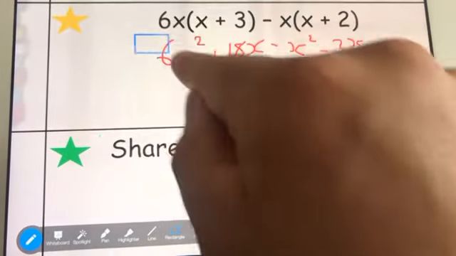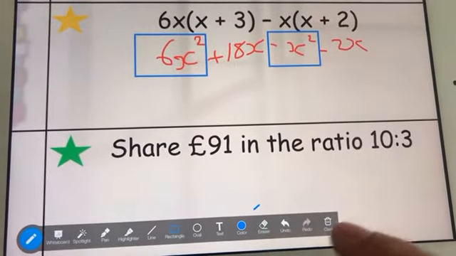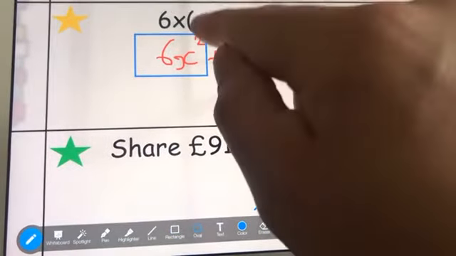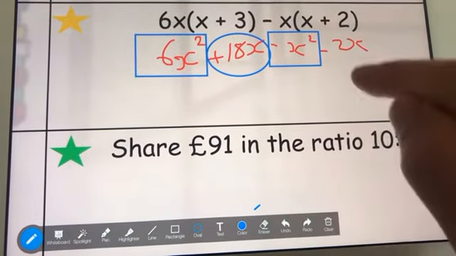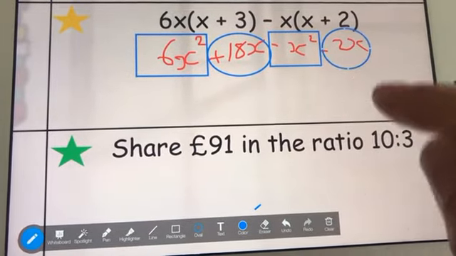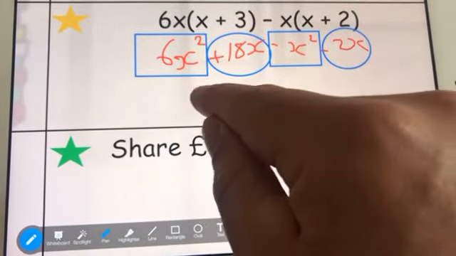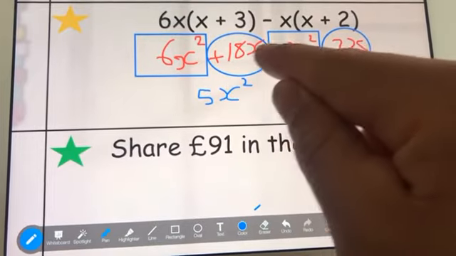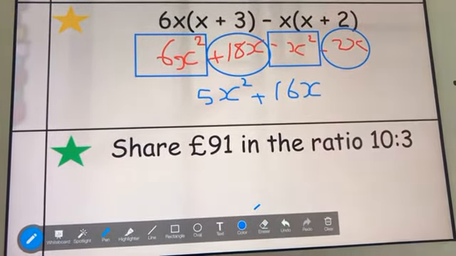So I'm going to put a rectangle around the 6x squared, put a rectangle around the minus x squared. Those two are the same. And I'm going to put a different shape around the plus 18x and minus 2x. Once I'm there, 6x squared take away 1x squared is 5x squared. 18x take away 2x is plus 16x. And that's my final answer for 2 points.